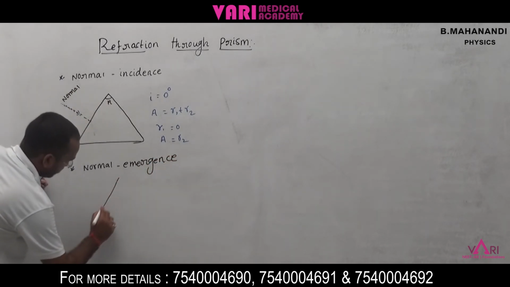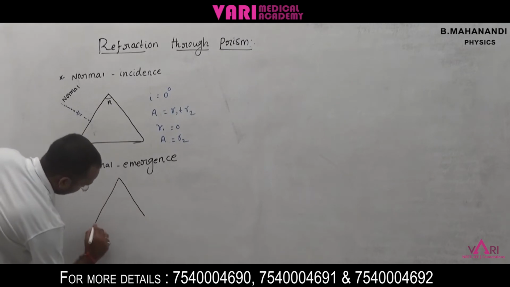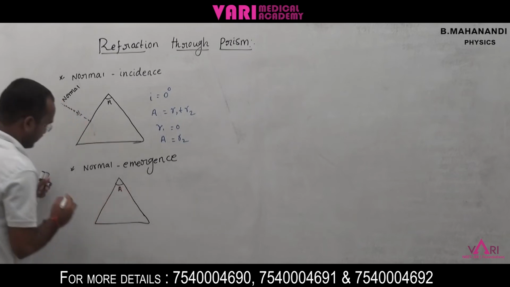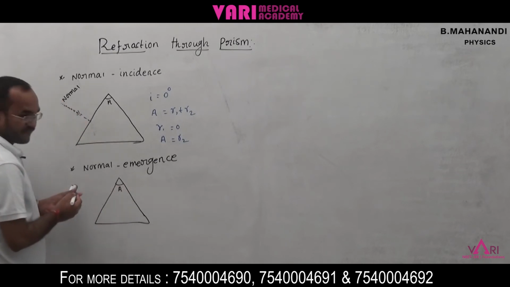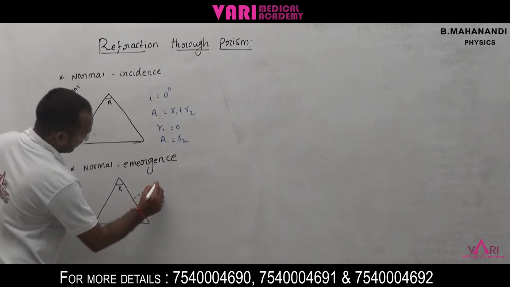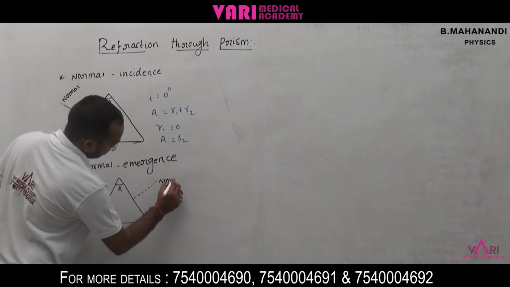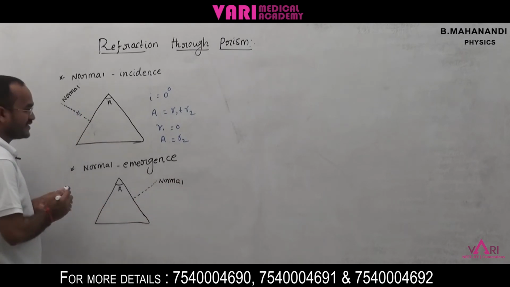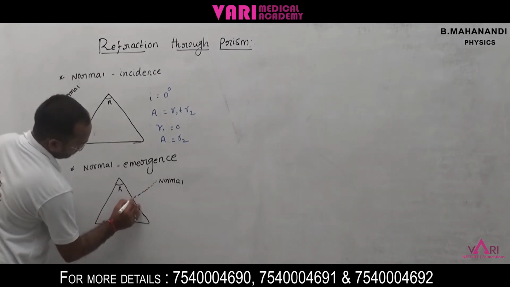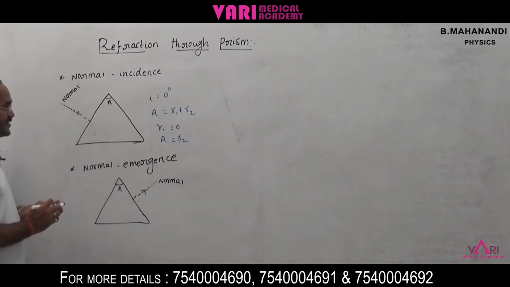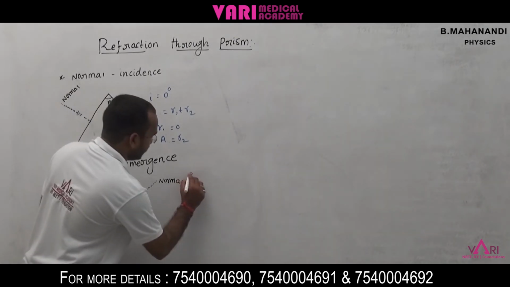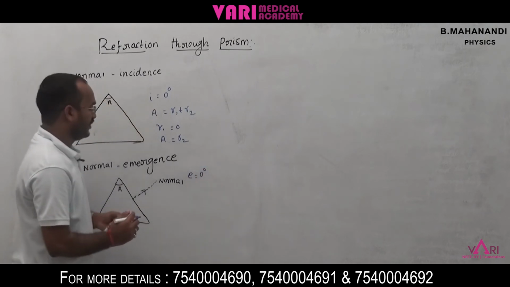One of the prisms, an equilateral triangle prism with angle A. Now the second surface: the emergent ray is exactly perpendicular to the surface, so the emergent ray is passing along the normal. In that case, the emergence angle E equals 0 degrees.